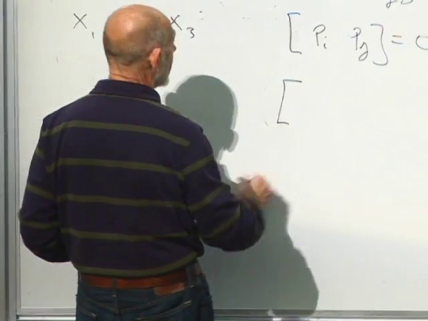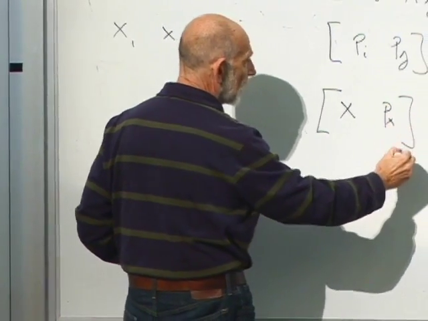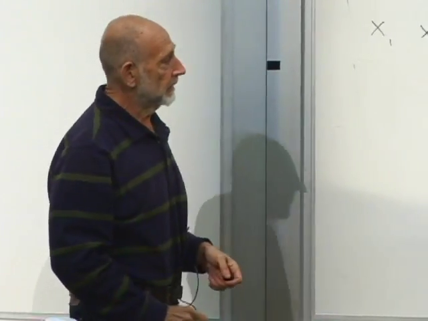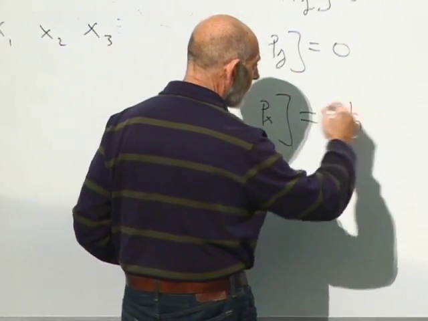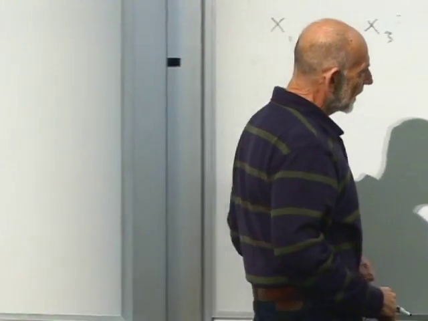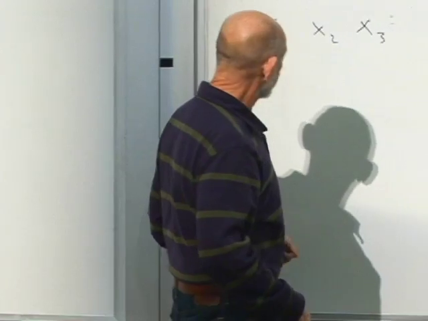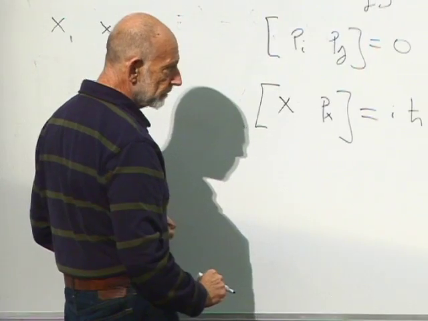So we have that [x, px] is not equal to 0. Anybody remember what it is equal to? i h bar. It's small. Why? Because we certainly don't expect macroscopic, big, heavy objects to behave with such bizarre behaviors. So it's small, one unit of angular momentum, one unit of Planck's constant. And so forth for y and z.